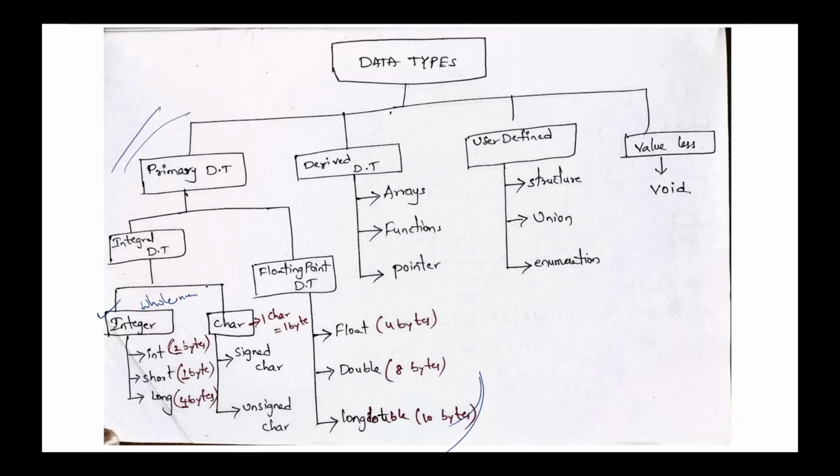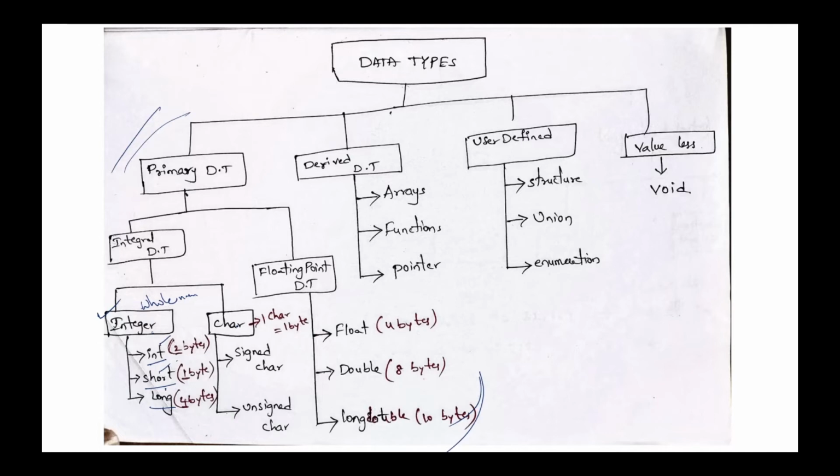Integer can be categorized into int, short, long. These three data types are there. Under integer, there are three data types: int, short, long. Int can allocate 2 bytes of memory. Short can allocate 1 byte of memory. Long can allocate 4 bytes of memory.